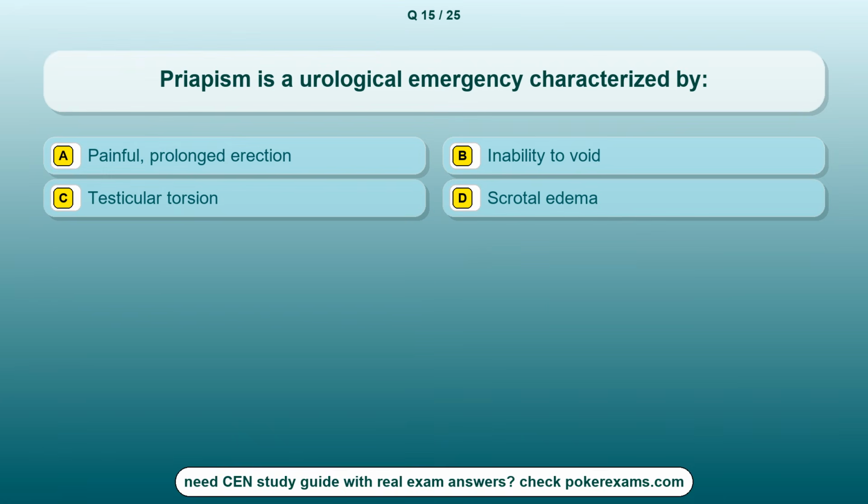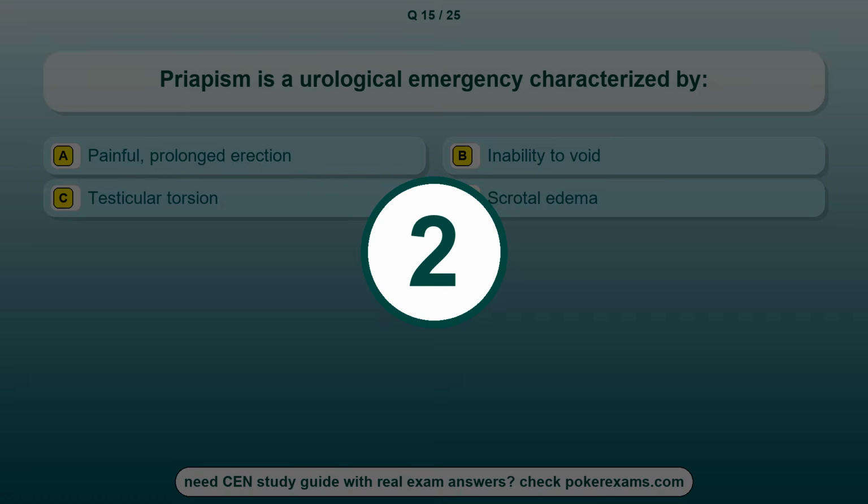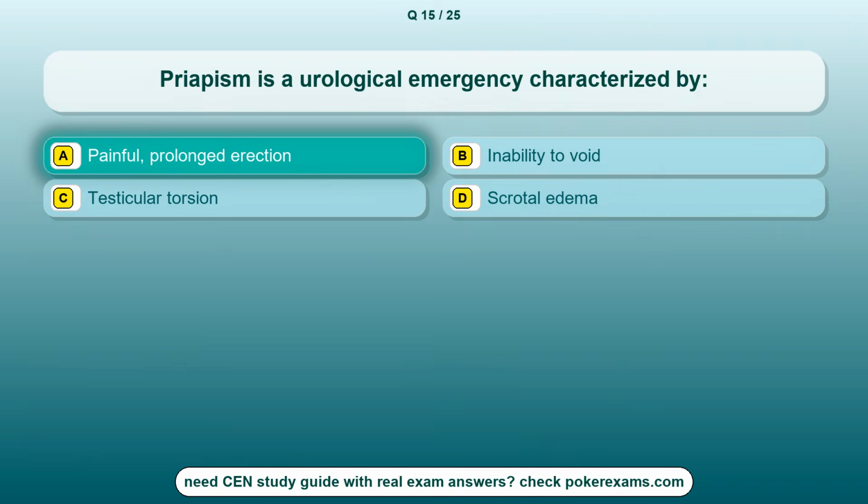Question 15. Priapism is a urological emergency characterized by. Option A, painful, prolonged erection. Option B, inability to void. Option C, testicular torsion. Option D, scrotal edema. The correct answer is option A, painful, prolonged erection.